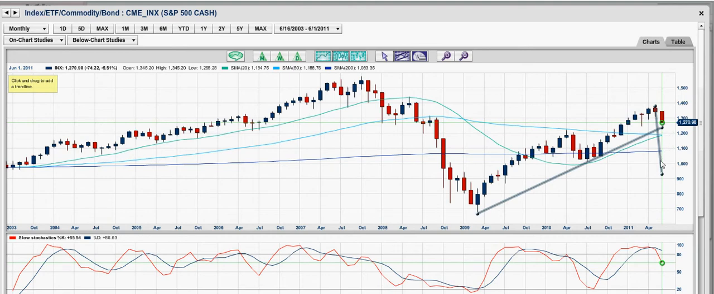will head much lower on the S&P 500. My guess is we retest the May flash crash lows at the very least. If, and that's only if, the economic condition worsens and we break below this trend line, okay?